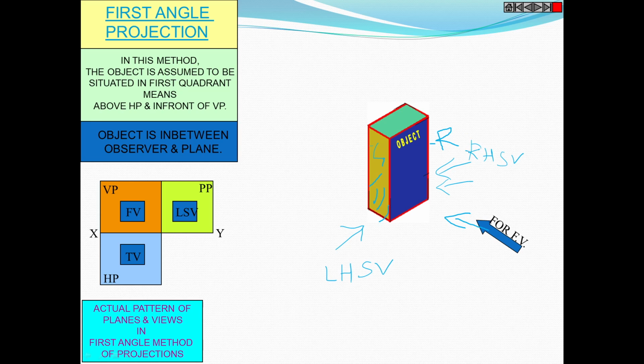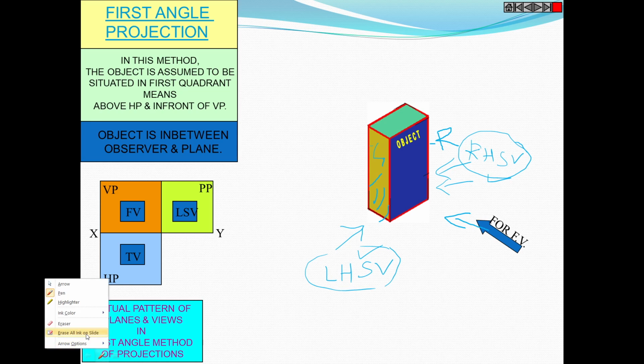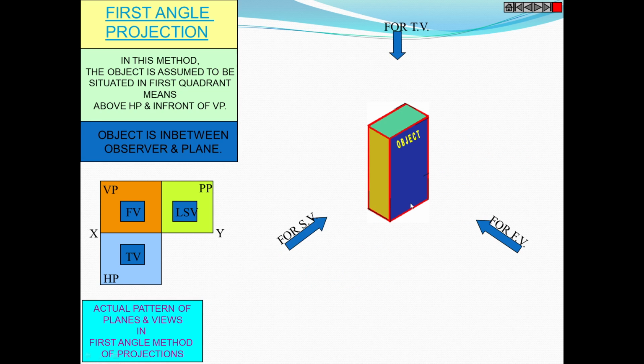So we get these side views on the respective planes. We'll see the position of the planes on which we are getting this left hand side view and right hand side view. Okay. So this is for the left hand side view. For the front view, the object is in front of the observer and the observer is looking from the top, so we get the top view on the HP.